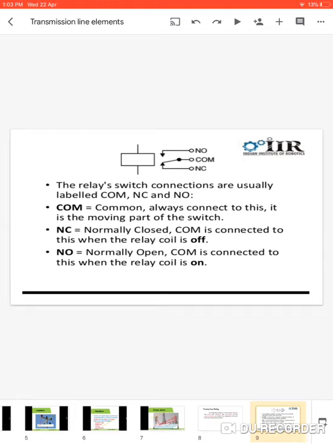This is a relay diagram. Here NO represents normally open, COM represents common, and NC represents normally closed. COM is always connected to this; it is the moving part of the switch. NC is normally closed: COM is connected to this when the relay coil is off. When COM is connected to NO, it is normally open. COM is connected to this when the relay coil is on.